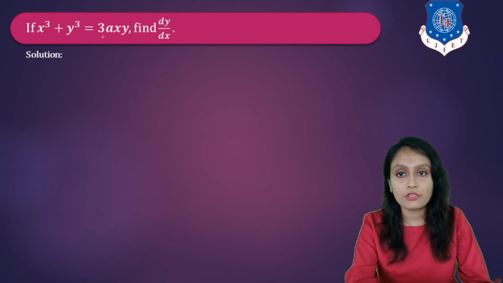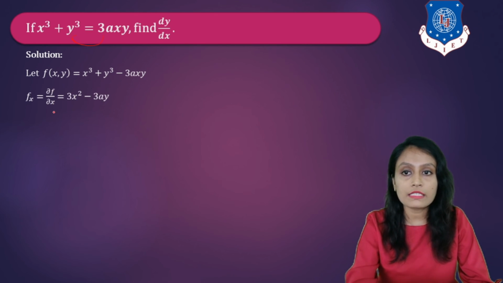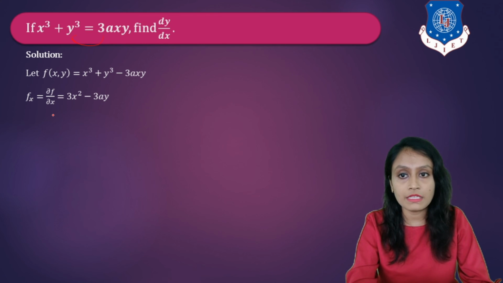Let's solve one example. If x cube plus y cube is equal to 3axy is given, we have to find dy by dx. So the solution is, function is given x cube plus y cube, we take this 3axy to the left side, so you will get minus 3axy. Now let's find fx, that is del f by del x, the derivative of f with respect to x keeping y constant, so this term is 0. From here we have 3x square minus 3ay. Next one, fy, that is the derivative of f with respect to y keeping x constant, so you will get 3y square minus 3x.